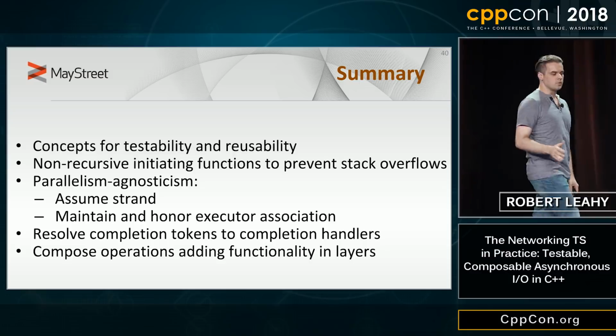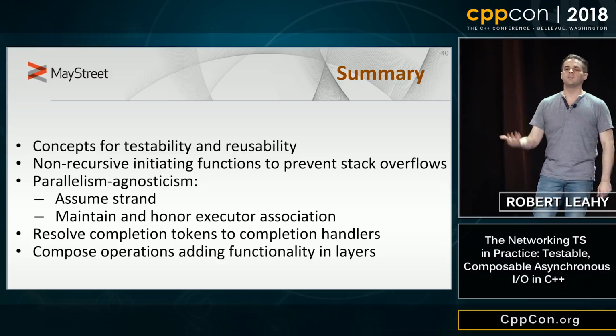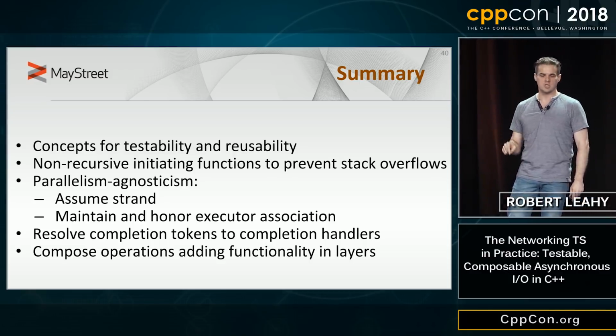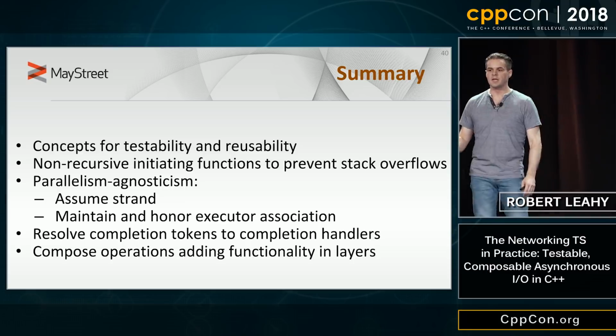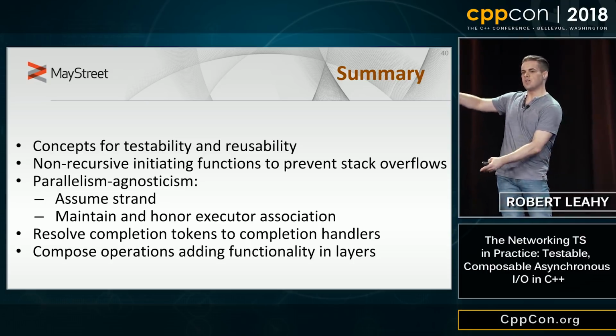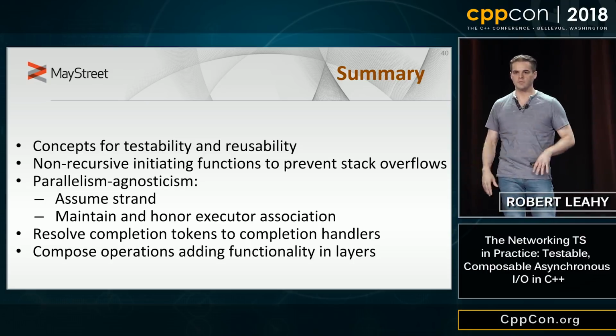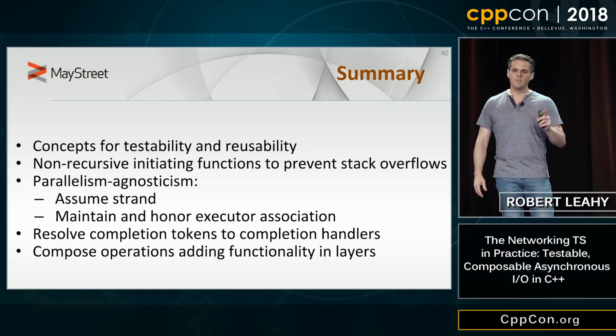Resolve completion tokens to completion handlers so people can receive completion notification in the way that they choose, not the way you choose. They're going to come at you with futures and coroutines, and you don't want to go hacking that into your library. Instead, you want to say, hey, here's this nice customization point, just instantiate it for whatever type you want.